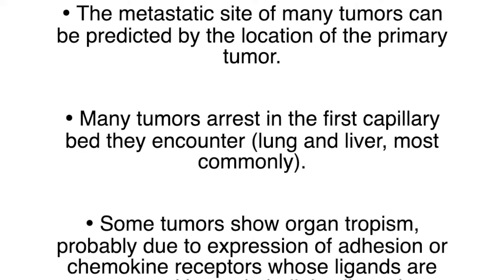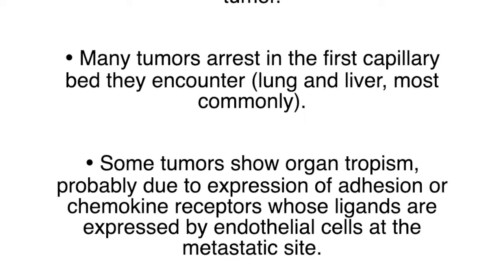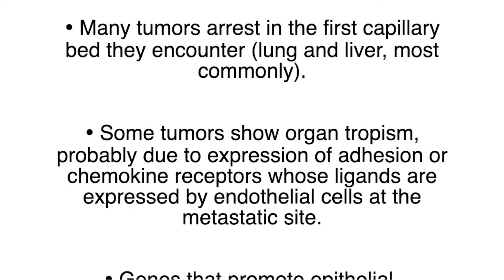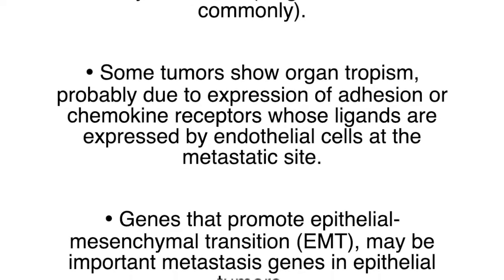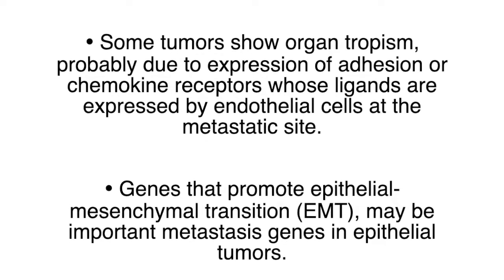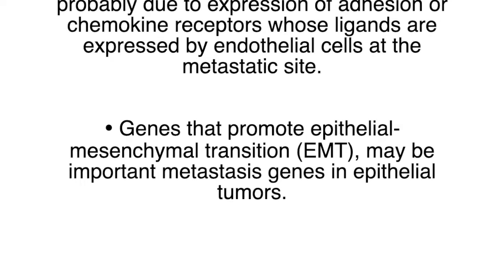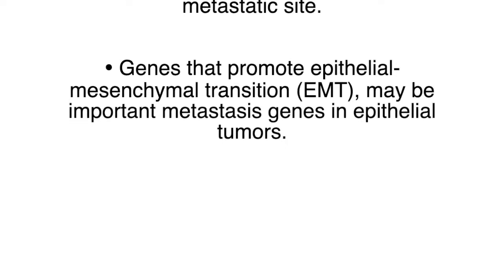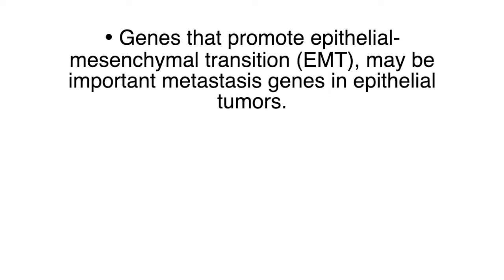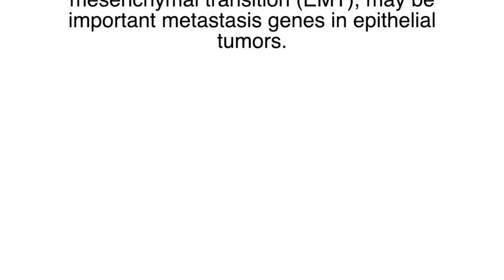The metastatic site of many tumors can be predicted by the location of the primary tumor. Many tumors arrest in the first capillary bed they encounter, that is the lung and liver most commonly. Some tumors show organ tropism, particularly due to expression of adhesion or chemokine receptors whose ligands are expressed by endothelial cells at the metastatic site. Genes that promote epithelial mesenchymal transition, EMT, may be important metastasis genes in epithelial tumors.